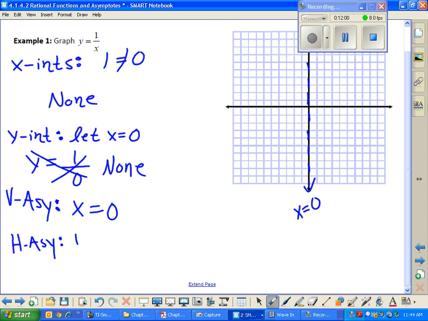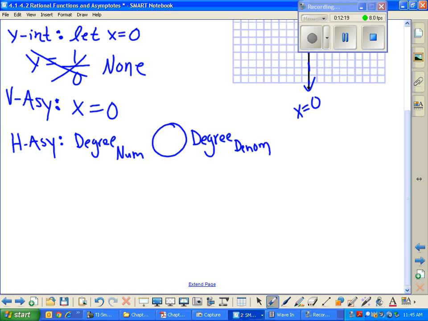You must compare the degree of the numerator to the degree of the denominator. Everybody's like, what's the degree again? The degree is just the highest exponent that you see in the numerator. You compare it to the highest exponent you see in the denominator. So my function in this example is y equals 1 over x. I know that x is just raised to the first power. So the degree of the denominator is 1.